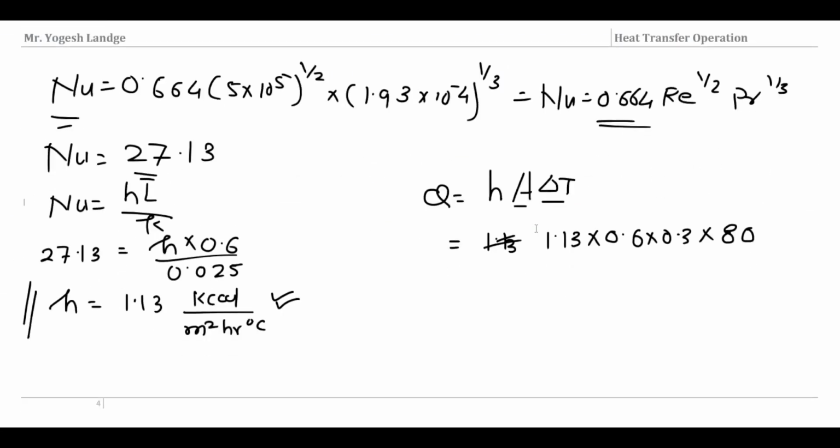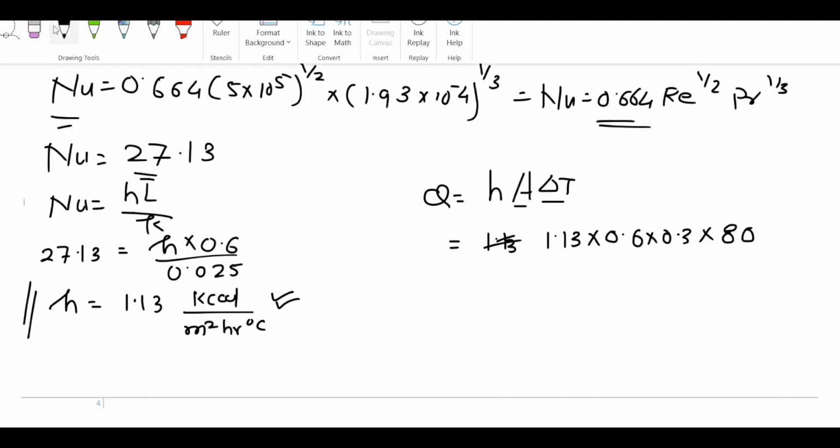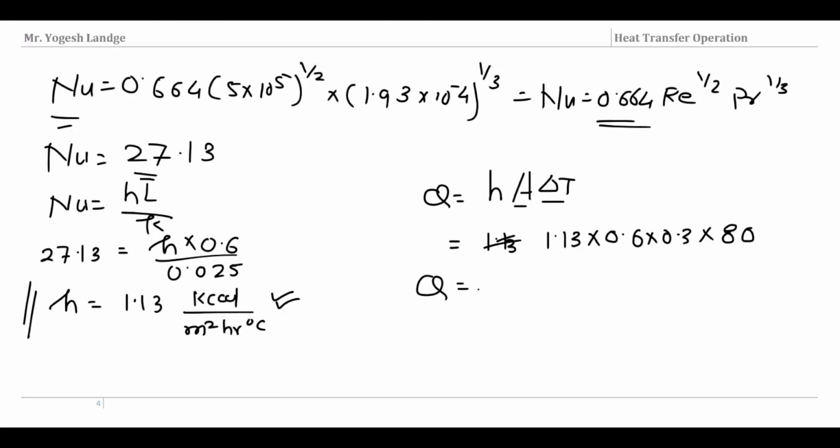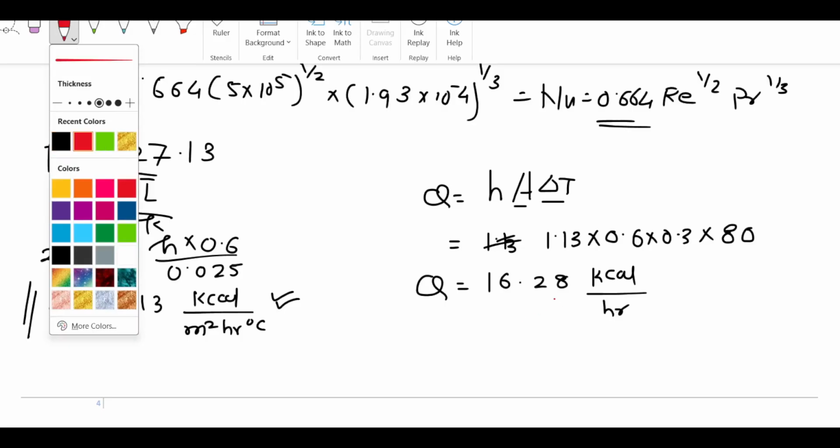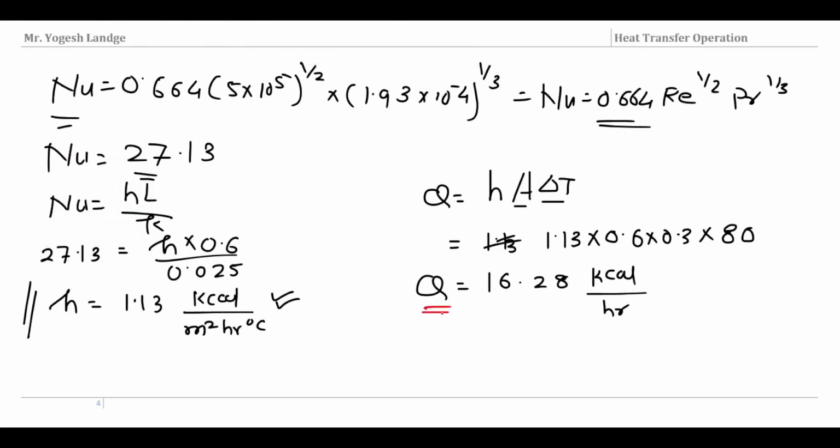With this, we get a value of Q. After doing the calculations, we got a value of Q equal to 16.28, and the unit is kilocalorie per hour. So this is our answer: the value of Q is 16.28, and this is our final answer.